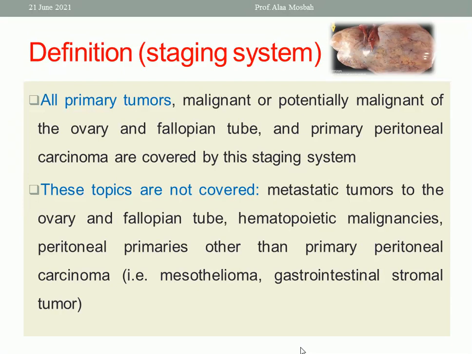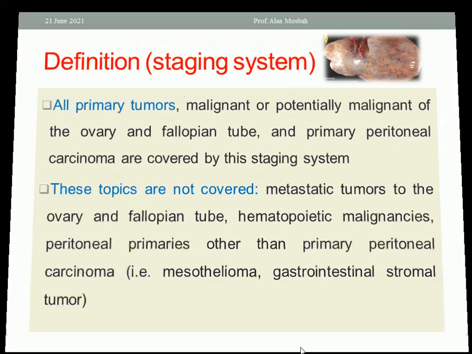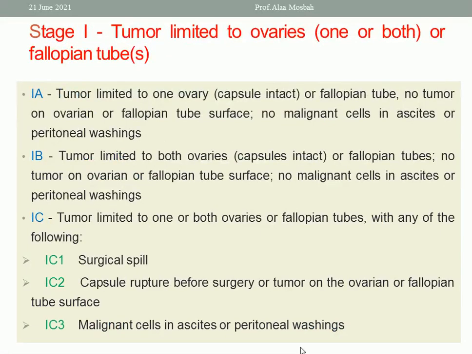These topics are not covered. What are the topics not covered? Metastatic tumor to the ovary and the fallopian tube, hematopoietic malignancies, peritoneal primaries other than primary peritoneal carcinoma, like mesothelioma, gastrointestinal stromal tumor. Stage 1.